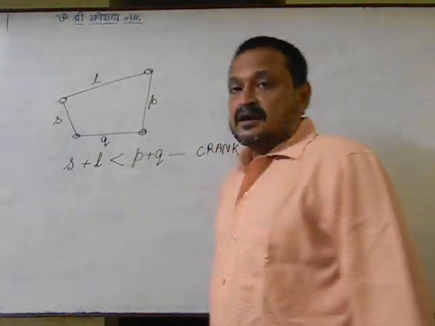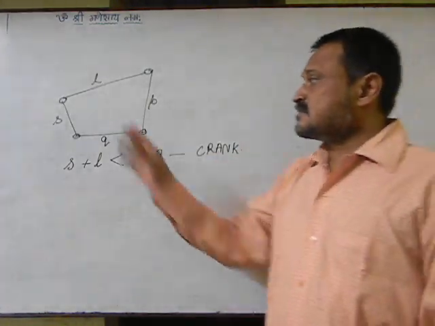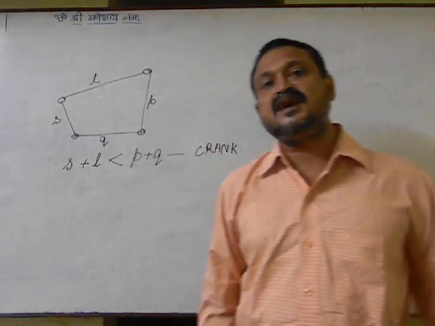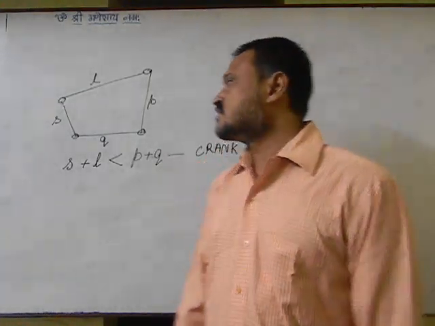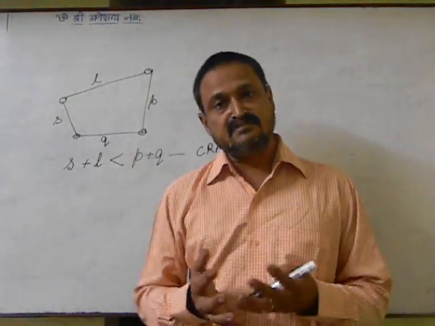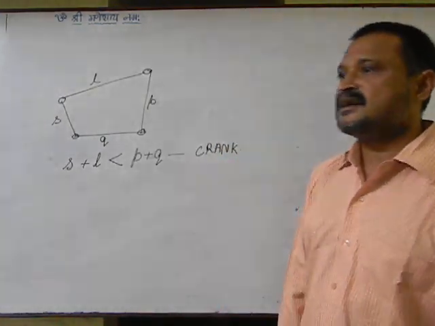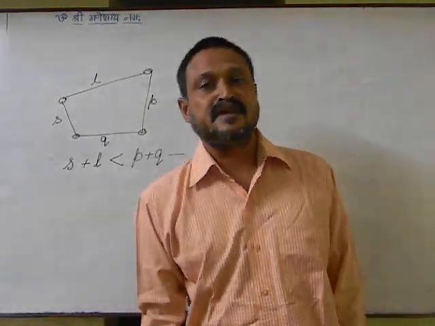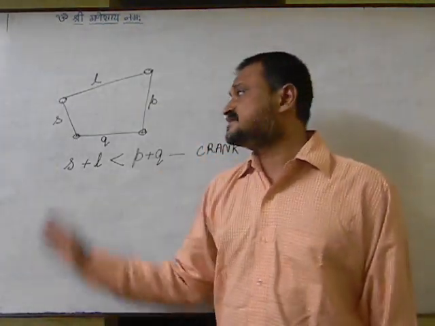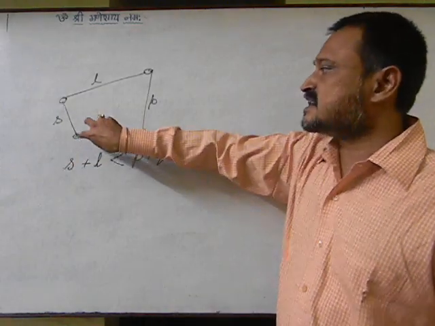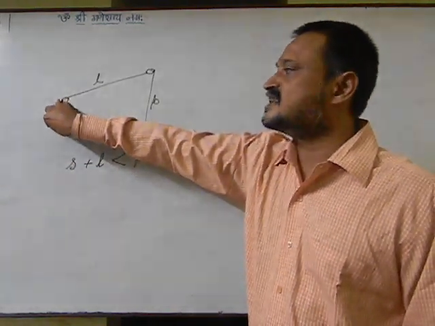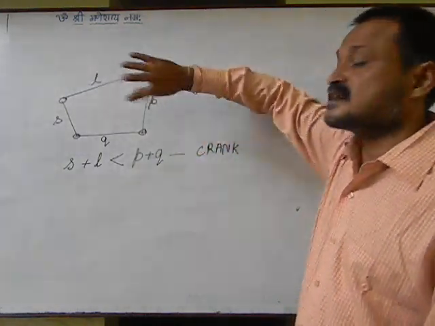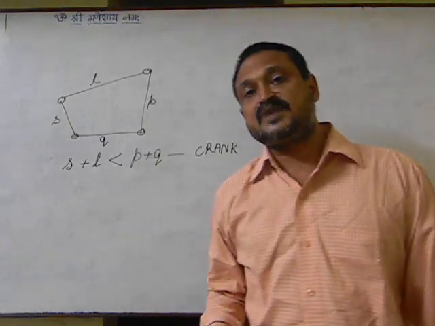Now we are talking about a chain. So when we are talking about a mechanism, what we are doing is grounding one link, right? Grounding one link means we are selecting one link as the frame. Right now we are not specifying which one is the frame. Anyone can be the frame. So I can select this link as the frame, or this link, or this, or this. This we have taught in inversion.